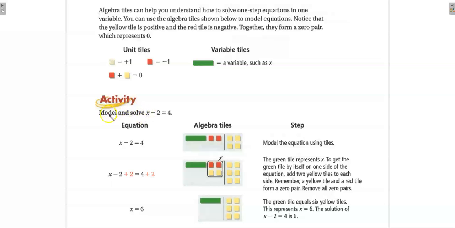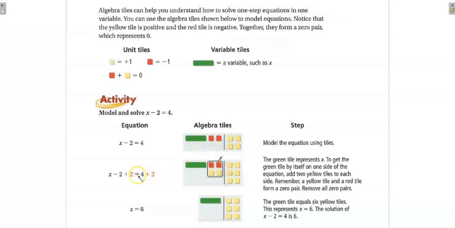In the activity, they ask us to model and solve x minus 2 equals 4. So here we have x, our green x here, minus 2, so we have negative 2, and equals, this black line is our equal sign, and then 4 positives, and we have 4 positives here. So we have modeled the equation using the tiles.